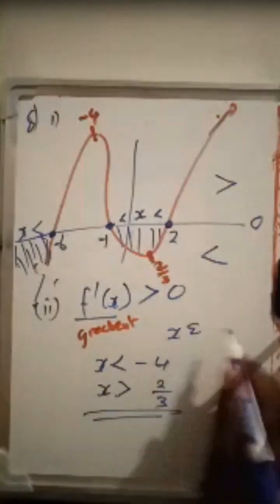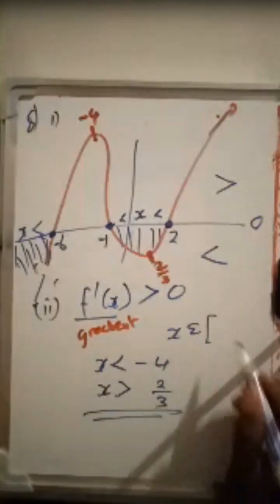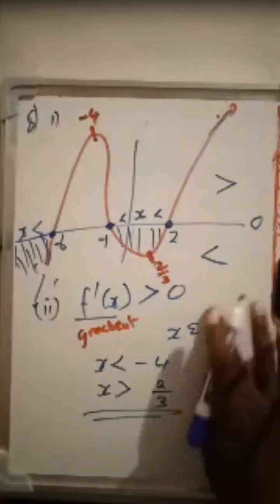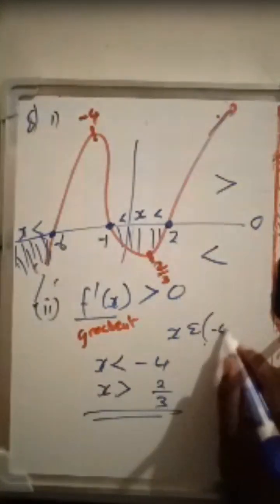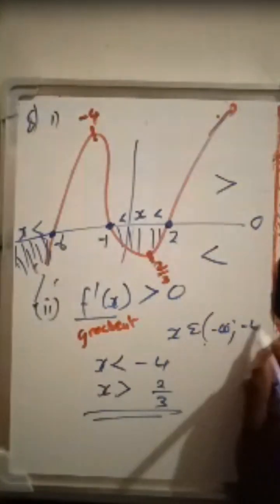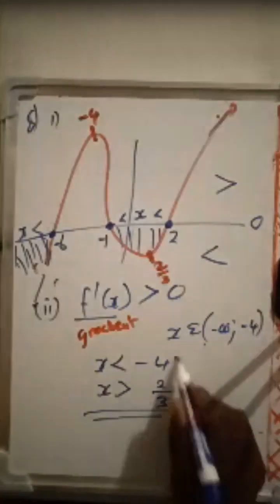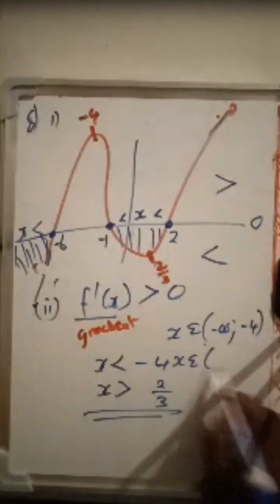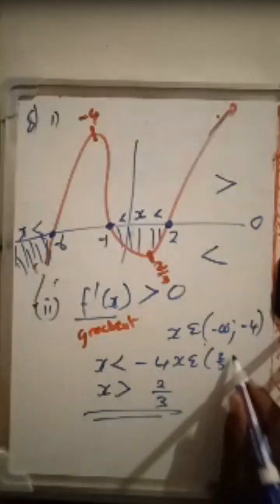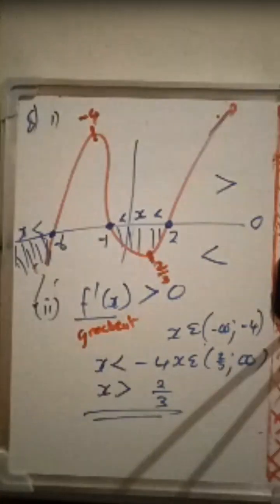Or if you wanted to actually indicate it in another notation, it was going to be x is an element, then from negative infinity, not included, up to -4, which is also not included. And also x is an element from 2 over 3 up to positive infinity. Like that. So that is another notation of indicating it.